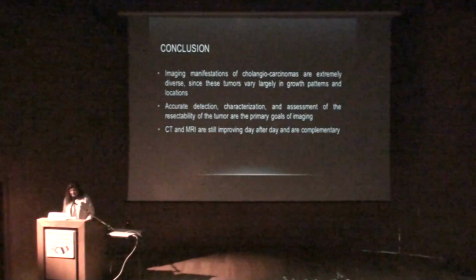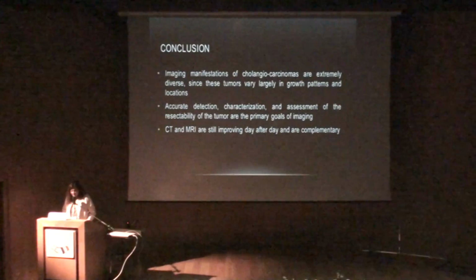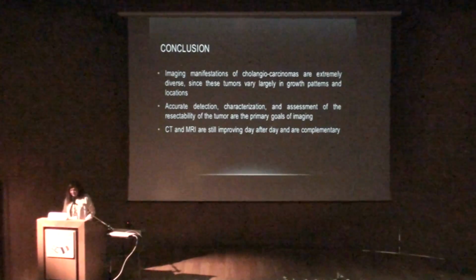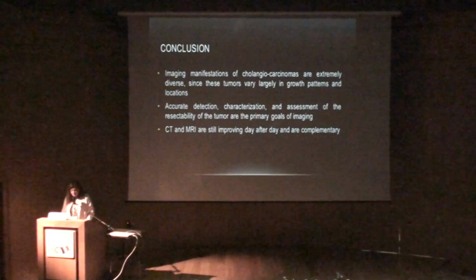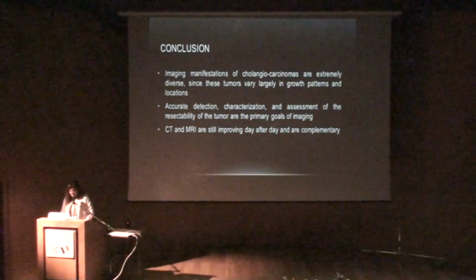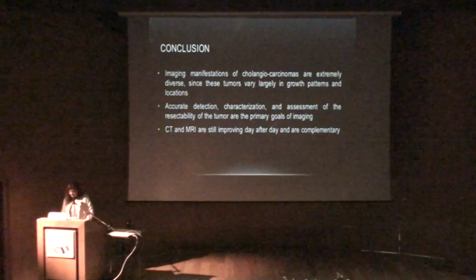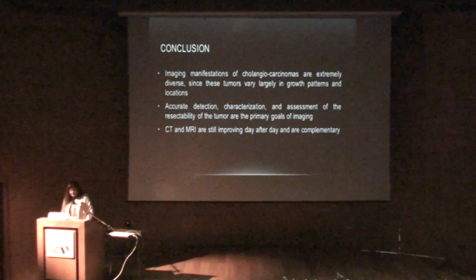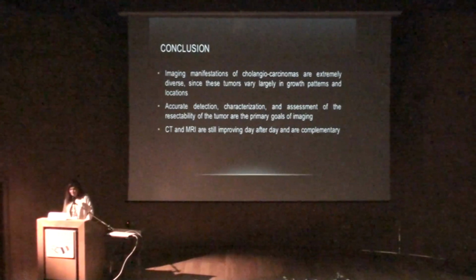So, in conclusion, imaging manifestations of cholangiocarcinoma are extremely diverse, since these tumors vary largely in growth pattern and location. Accurate detection, characterization, and assessment of the resectability of the tumor are the primary goals of imaging, and you have to do both. CT and MRI are still improving day after day and are complementary. Thank you.